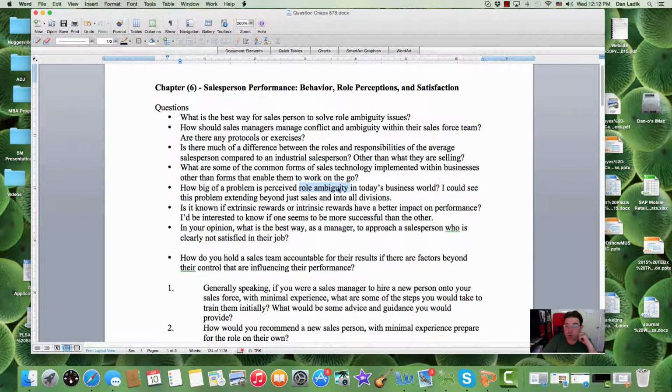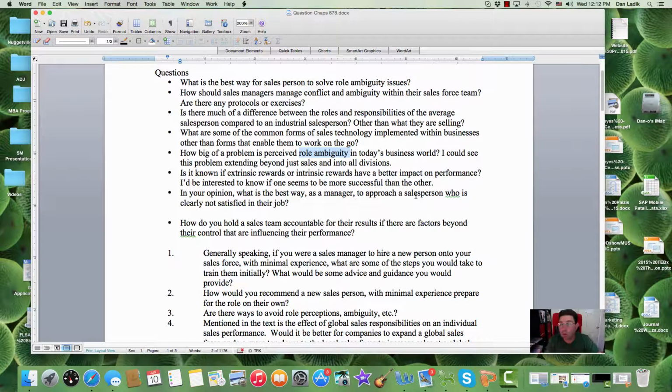Can role ambiguity happen outside of sales? Oh, yeah. Can role ambiguity happen within a classroom where the professor is not clear enough in the syllabus on what to do? Yes.